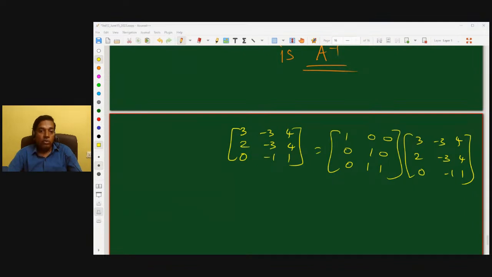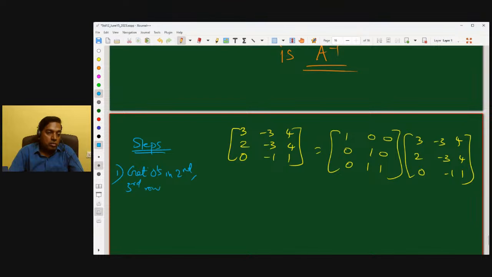Now, what do I want? I want to get zeros. So the steps that I want to do are to try to get zeros in the second row and third row, in the first column, because if you want to change A to I, you must have zeros. I will have many zeros. Beautifully, this zero already exists.